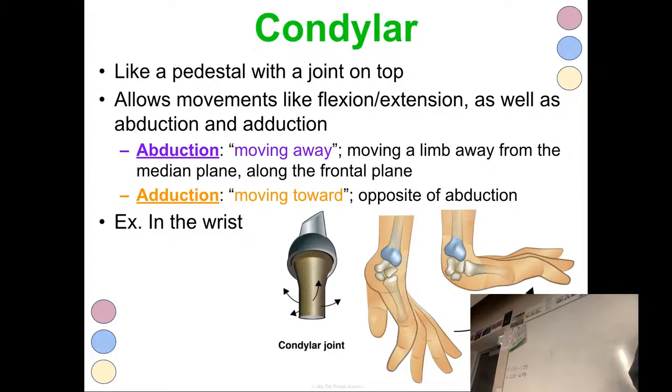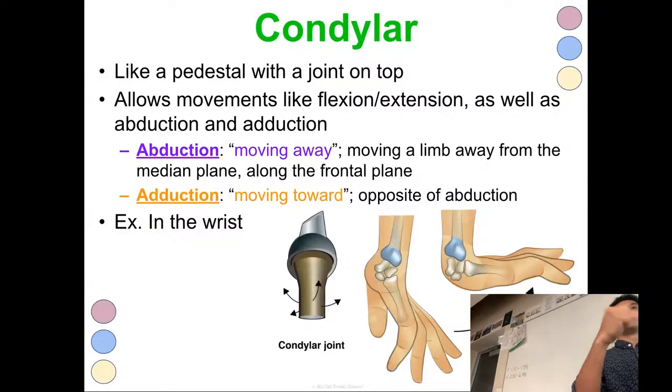Okay, condylar joints. Okay, they describe it as a pedestal with a joint on top. So it's like a stick with something on top of it. So condylar joints. What are your condylar joints? Your condylar joints would be this knuckle. Okay, your knuckles. Okay, notice it can kind of rotate. It can go up and down. It can go this way. Okay, condylar joints. Also, your wrists.